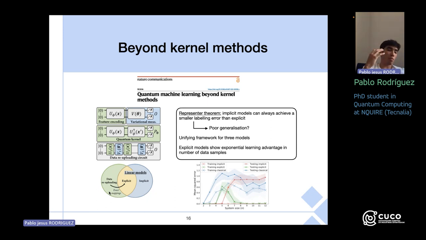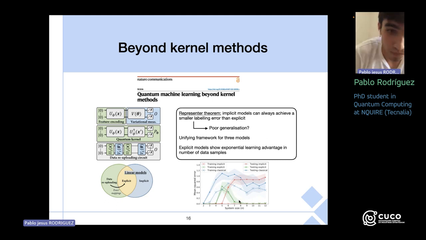And they show in a specific problem, which is classifying the parity function, which is a toy model, how explicit models can show exponential learning advantage in the number of data samples with respect to the quantum kernel methods. So kernel methods need an exponential number of training points, when this parameterized quantum circuit needs a linear number of training points, which, when you are dealing with big data, is a very important difference.